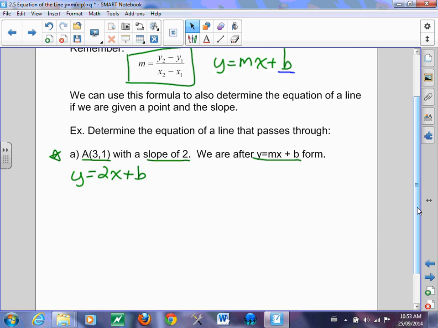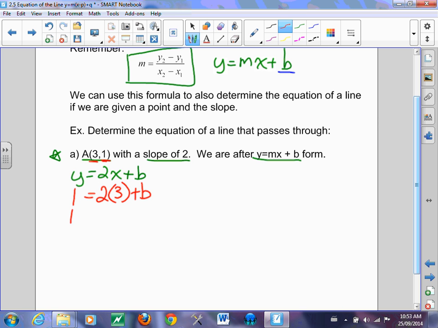Okay? And then we sub this ordered pair in. So for y, it's going to be the y coordinate, which is 1, equals 2 times the x coordinate, which is 3, plus b. So we simplify this expression. We've got 1 equals 6 plus b. And we want to get b by itself, so you take the plus 6, bring it over, and you subtract it on the other side. So b equals -5. And then don't forget to sub it in the equation. So y equals 2x minus 5, where you've subbed in the slope and the b.